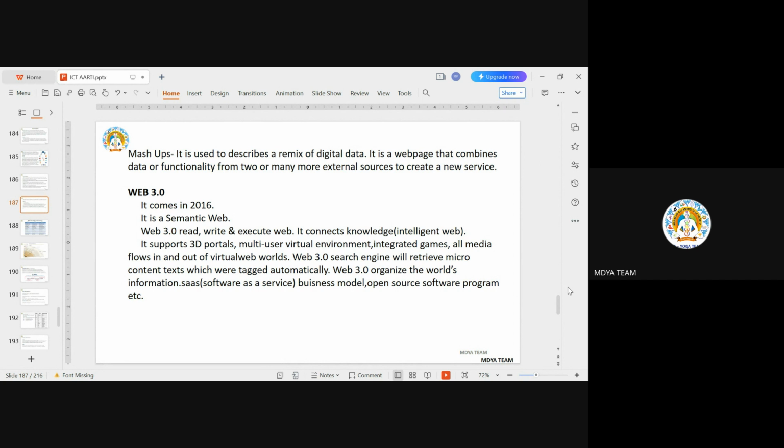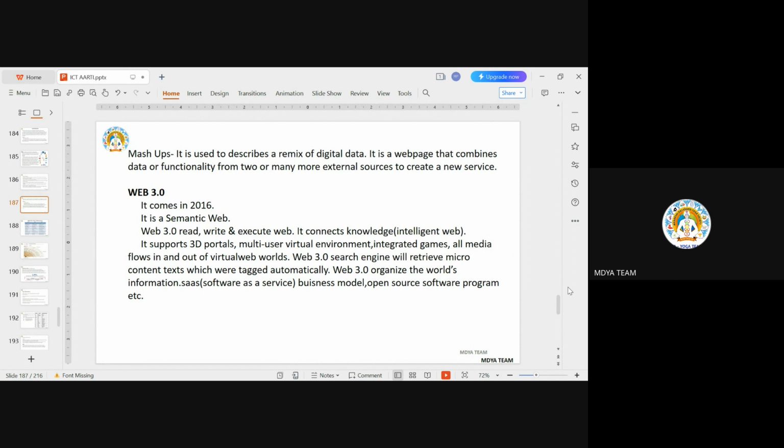Web 3.0 organizes the world's information. We get the world's information, because any person who has information can share it anywhere, at his own place. Like we are doing now, we are doing online study at our own places. This is an example of Web 3.0.